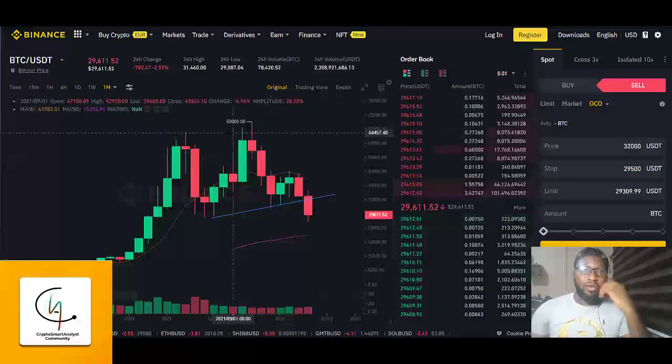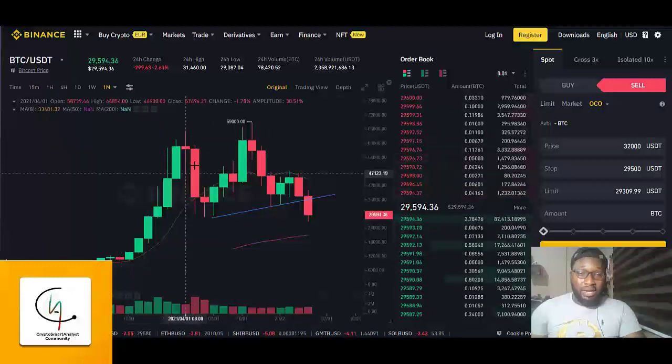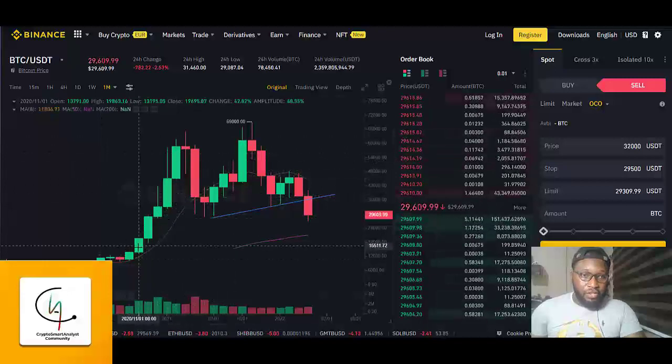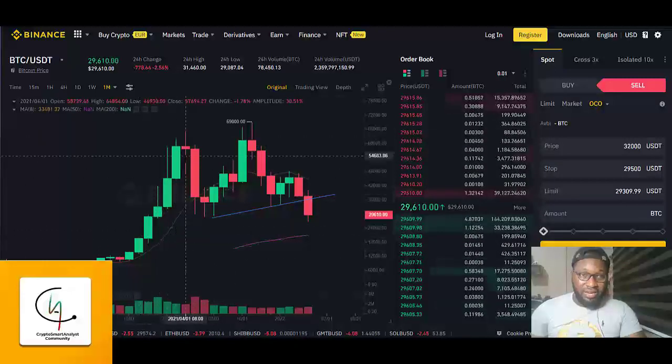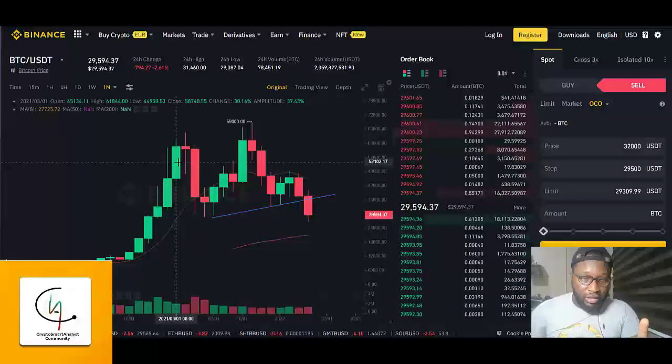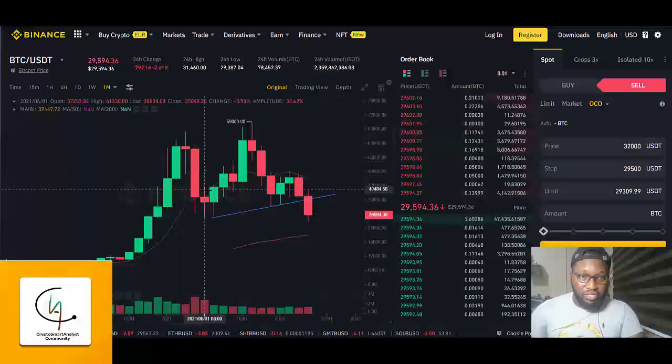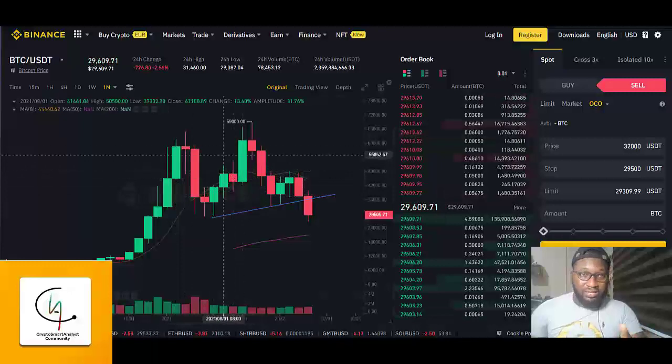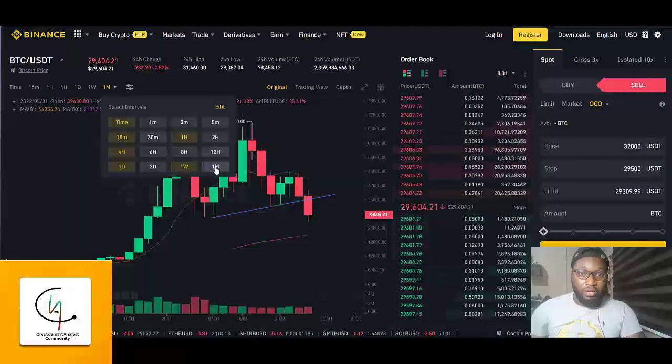Everything you do has to do with time. Currently, the chart in front of me is a monthly chart. Each candle you're seeing right now represents one month. This is the month of March, this is April, this is May, this is June, July, August, September. This is because I am currently on the monthly chart.